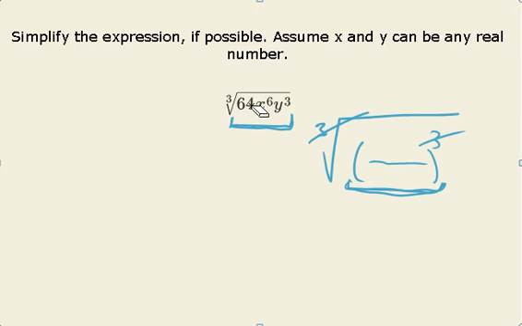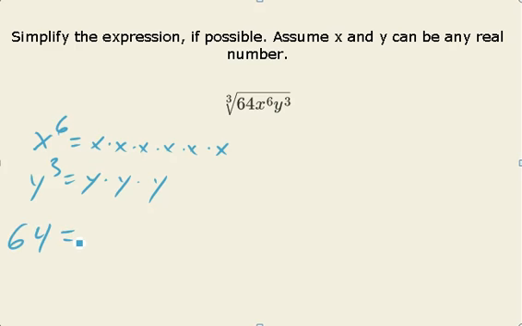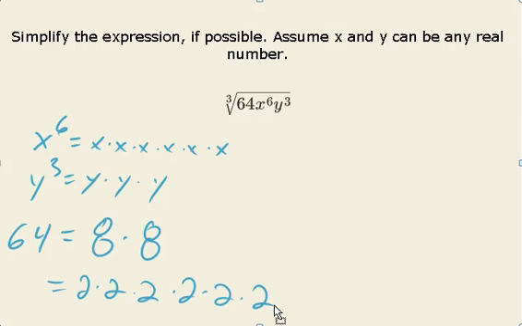Let's look at the factorization of these pieces, 64, x to the 6th, and y cubed. X to the 6th, of course, equals x times x times x times x times x times x. Y cubed equals y times y times y. 64, we might not know off the bat that 64 is 4 cubed, but we could figure it out. We probably at least know that 64 is 8 squared, right? So 8 times 8, and we know that 8 is 2 times 2 times 2. And this other 8 is 2 times 2 times 2.